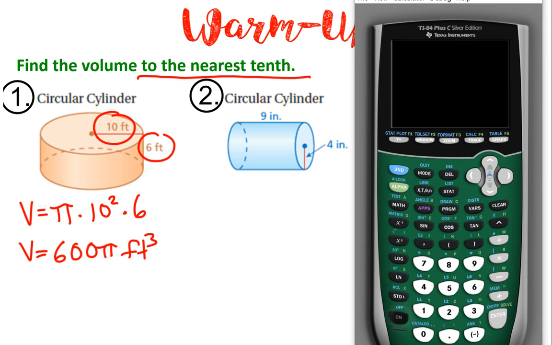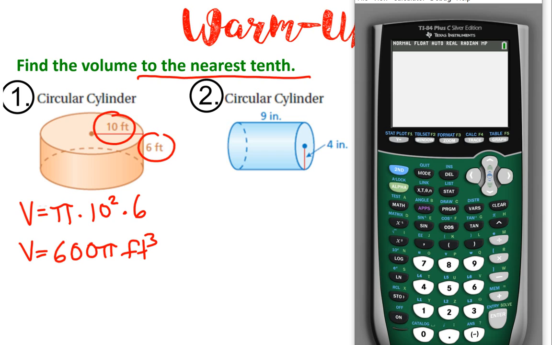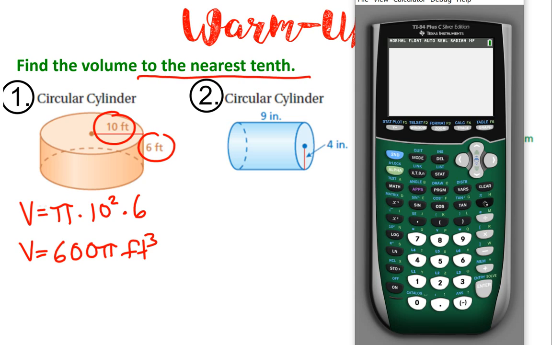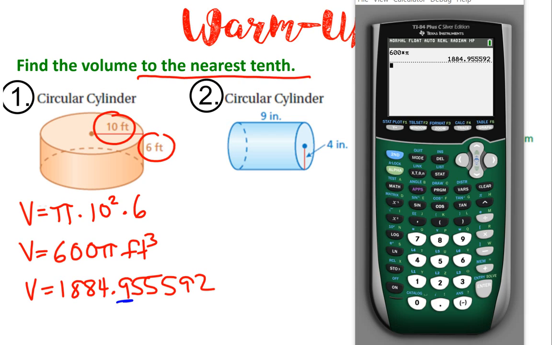On my fancy calculator here, the pi button is right above the exponent key, which is right above my division bar. So first thing I'm going to do is type 600, then I'm going to type my times sign, and then I'm going to press second exponent. So 600 times pi, and I'm going to get this really long answer, and that's why it says round to the nearest tenth. So the volume for us is going to be 1,884.955592, right? It says to round to the nearest tenth.